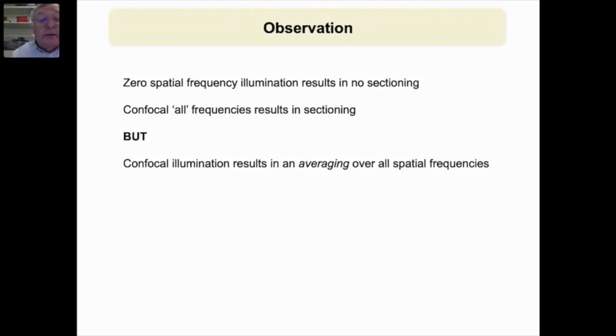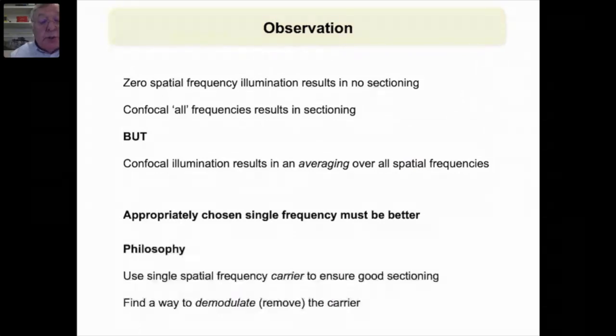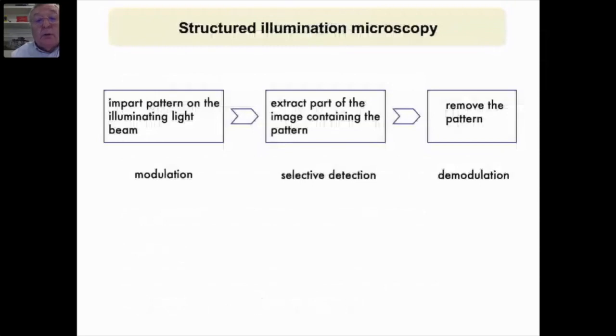It turns out that in the confocal, illumination results in an averaging over all spatial frequencies. I'm not going to go into the mathematics. So if it's an average, it can't be the best. Now, an appropriately chosen spatial frequency, therefore, must be better. So the approach is to use a single spatial frequency carrier to ensure good sectioning, and then find a way to demodulate, or to put it in English, to remove the carrier. So this is the whole idea of structured illumination.